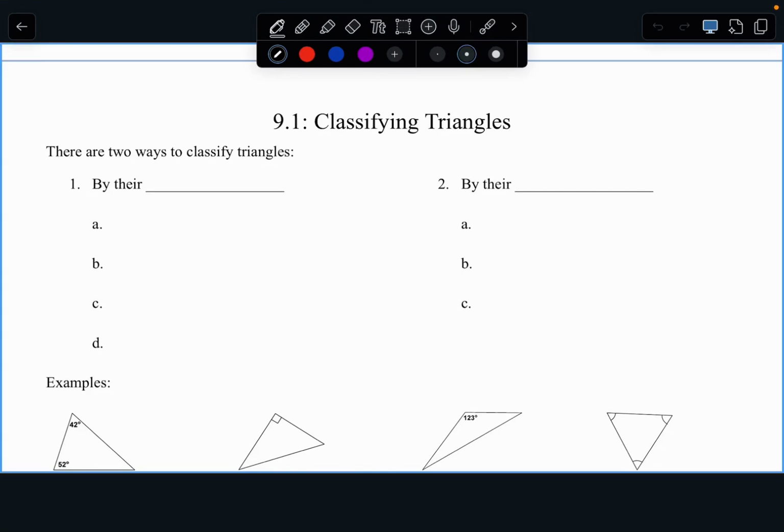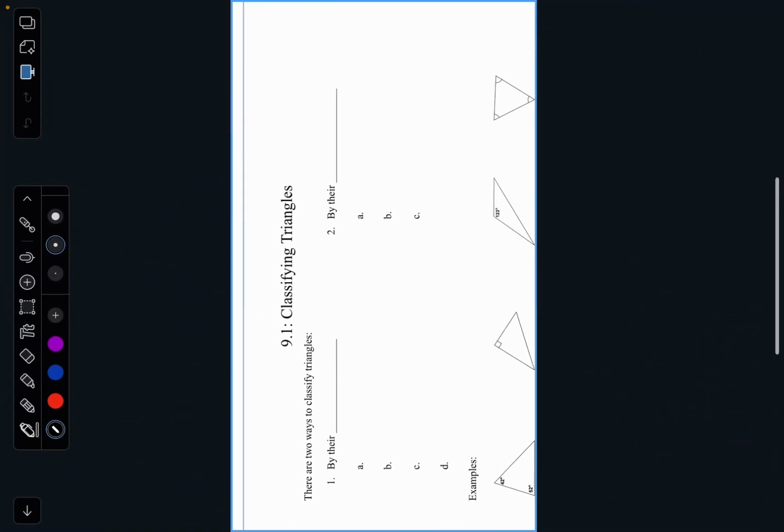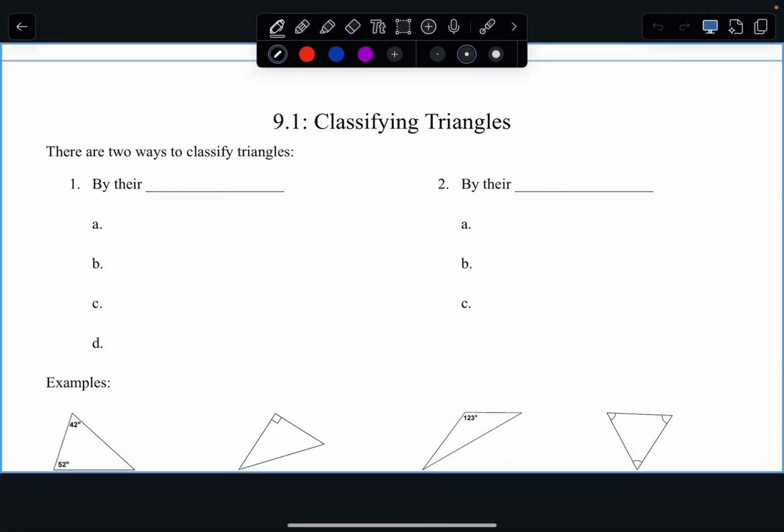Section 9.1 talks about different ways to classify triangles. You can classify them by their angles and by their sides. Okay, so by angles and sides. So think of some ways that we can classify triangles by their angles.